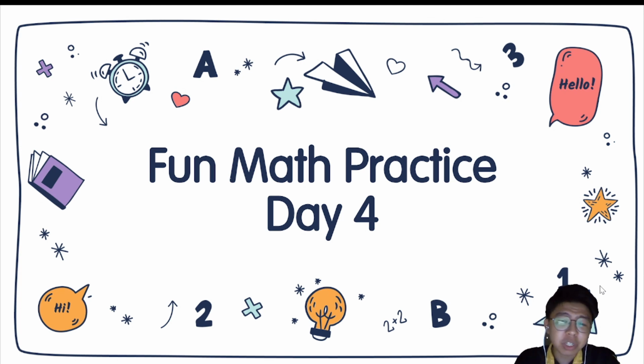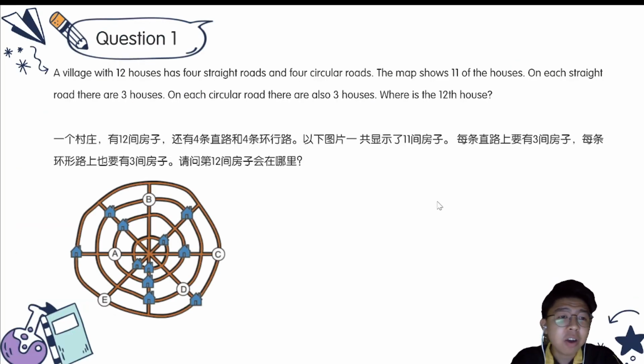And in today's video, I'm going to talk about observation skill. So right now, a village with 12 houses has 4 straight roads and 4 circular roads.